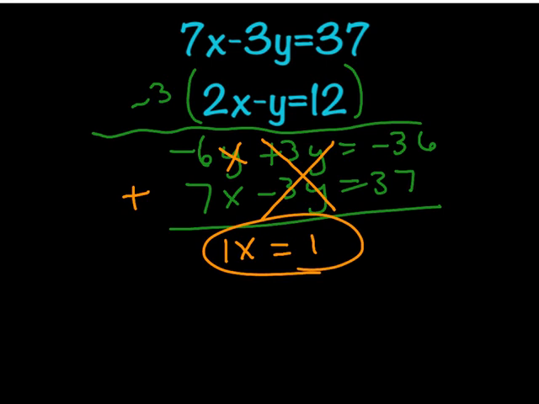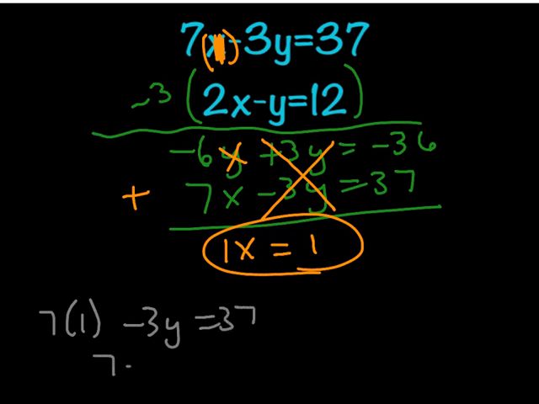And since I had a system of equations, I need to find the y value. I know x now, so what I'm going to do is go up to one of my original equations up here. And instead of x, I can type in a 1. So what that's going to look like is 7 times 1 minus 3y equals 37. So 7 minus 3y equals 37. Now I need to subtract 7 because it's a positive 7. And when I do that, I end up with negative 3y equals 30.